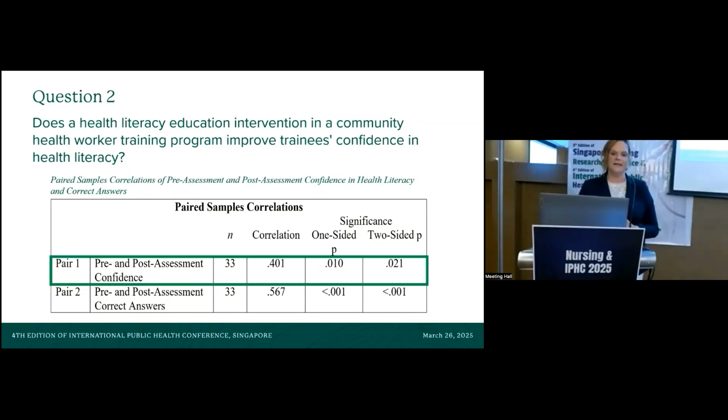Question 2. Does a health literacy education intervention in a community health worker training program improve trainees' confidence in health literacy? And again, the paired t-test shows a p-value of 0.021, which indicates that the difference in means between pre and post-assessment confidence in health literacy did not happen by chance, and that the health literacy education intervention successfully improved trainees' confidence. While it does not meet the 0.001 standard that we all aim for, which is highly significant, it is statistically significant at 0.05.